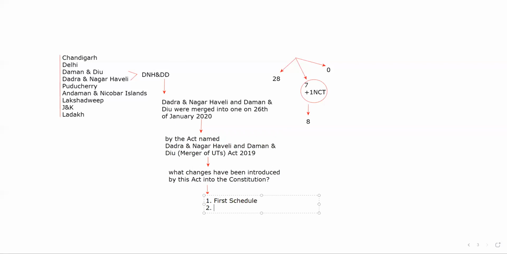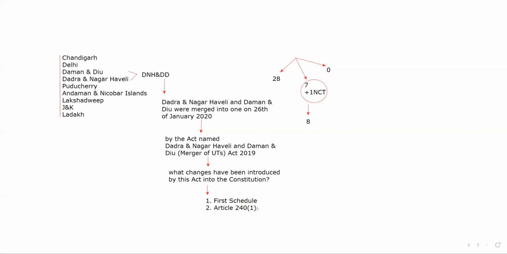Why? Because the names of the UTs and states are mentioned there. So in place of two names, Daman and Diu and Dadra and Nagar Haveli separately, now there is only one name, the Dadra Nagar Haveli and Daman and Diu Union Territory. That is why the first schedule was amended by this act. The second thing is that this act also amended article 240 clause 1.